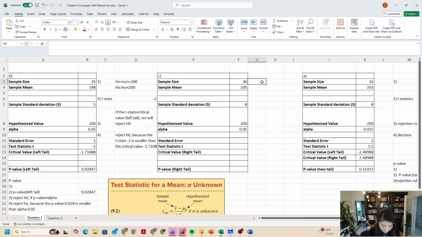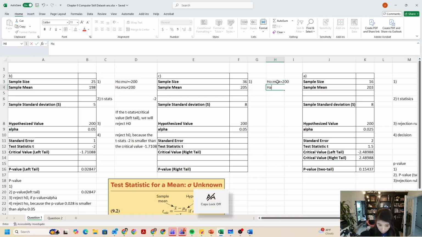Okay, same steps. Step number 1, set up your null hypothesis. H0 is mu smaller than or equal to 200. Like I said, the alternative hypothesis, H1, is going to be mu larger than 200. Okay, so this is step number 1.